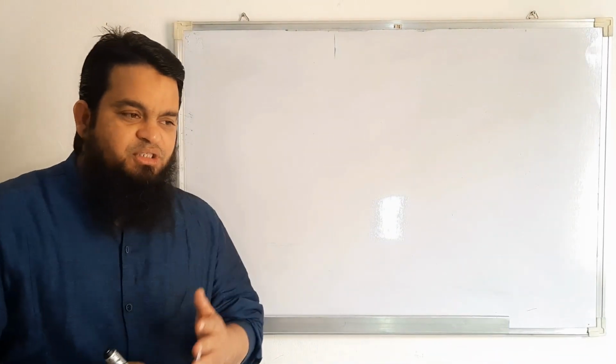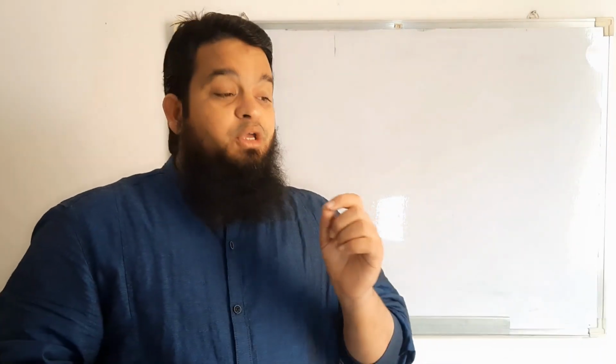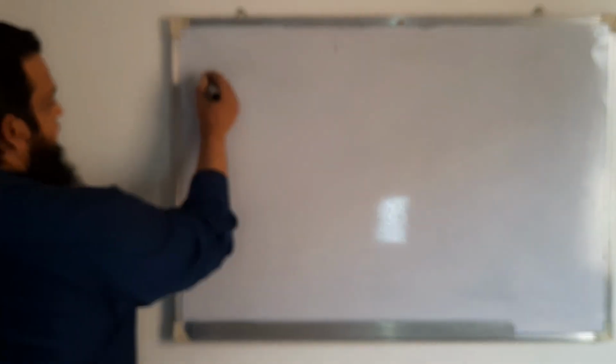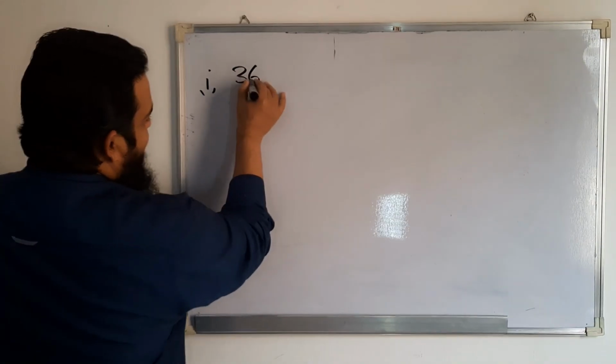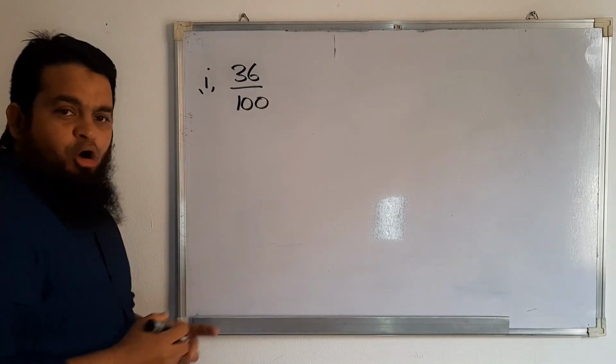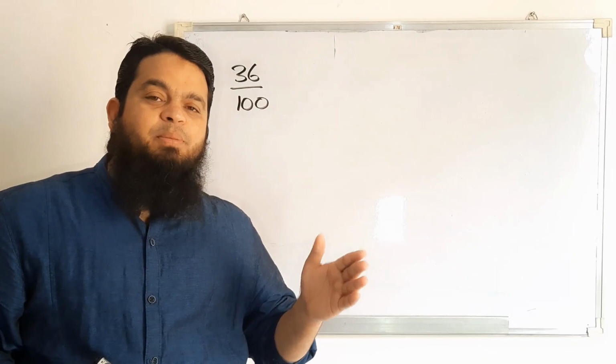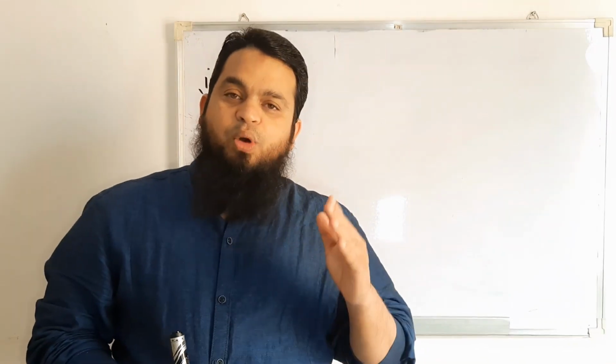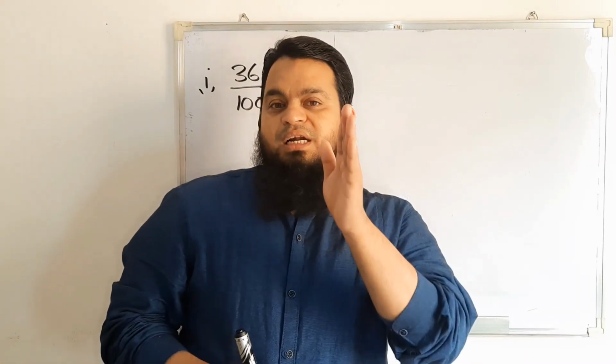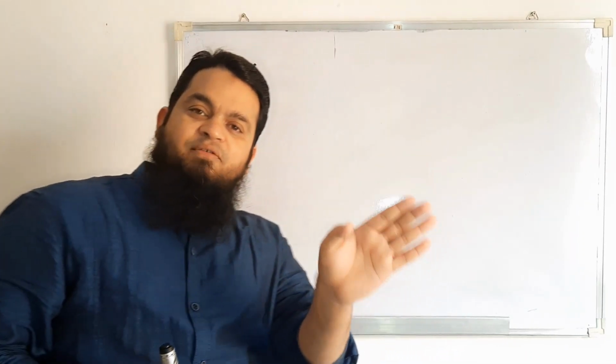The question states: write the following in decimal form, and say what kind of decimal expansion it has. The first one given here is 36 by 100. Already we have studied in fractions, dividing by the powers of 10. Whenever we divide any number by powers of 10, the decimal point moves to the left as many places as the power.